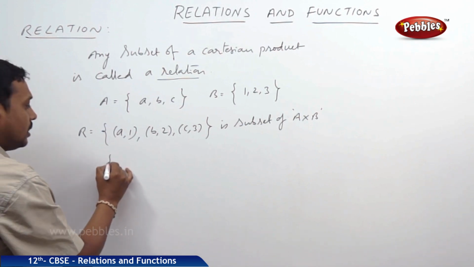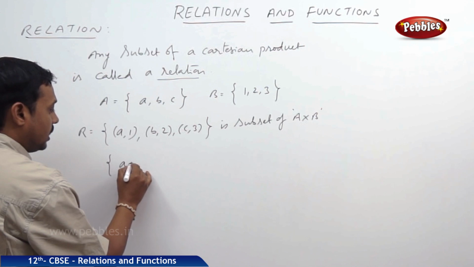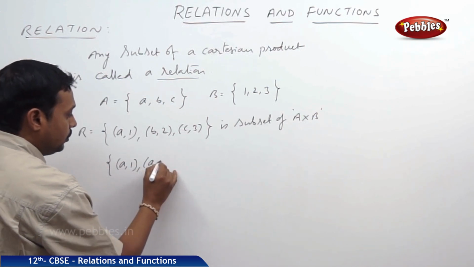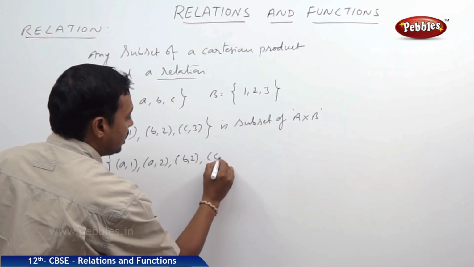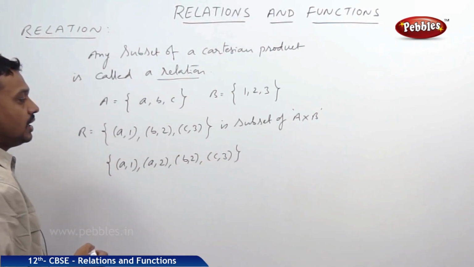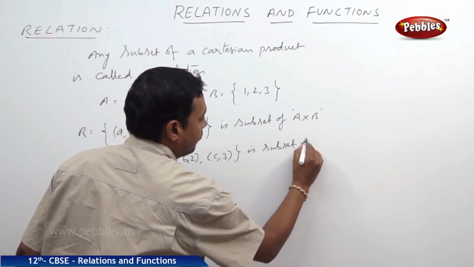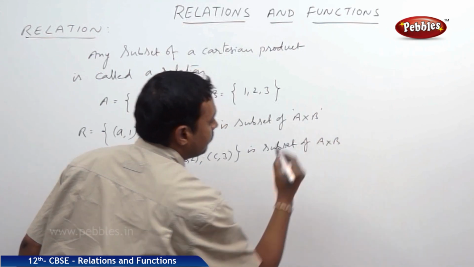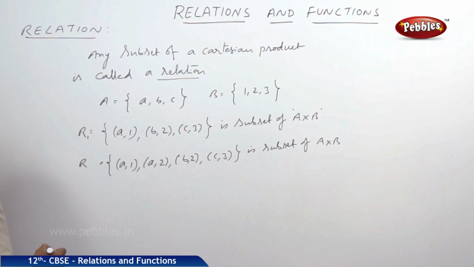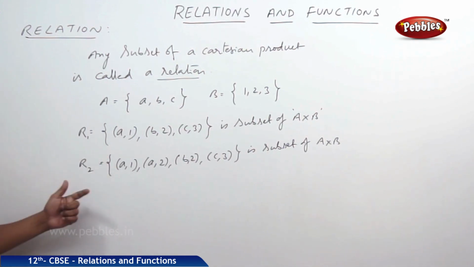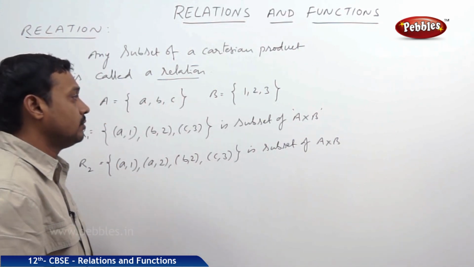Similarly, let us take one more subset like {(a,1), (a,2), (b,2), (c,3)}. See here, it is also a subset of A cross B. Hence, it is also another relation. Suppose the first one is R1 and this is R2, etcetera. We can define some other relations from A to B.